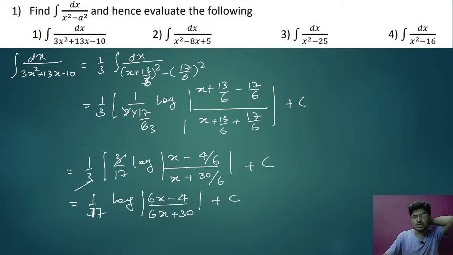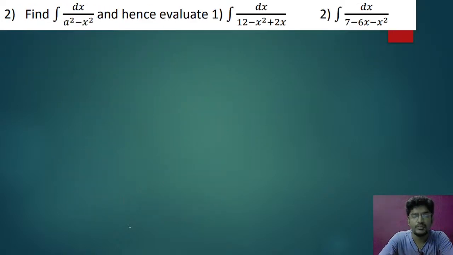You can take 2 common and you can simplify. No worries. You can take 2 common and you can cancel it. It will be 3x minus 2, 3x plus 15. Okay, you can write that, no problem. But this much is more than enough for your problem. Clear? So I think all of you have understood this, so that I can go for the next problem.